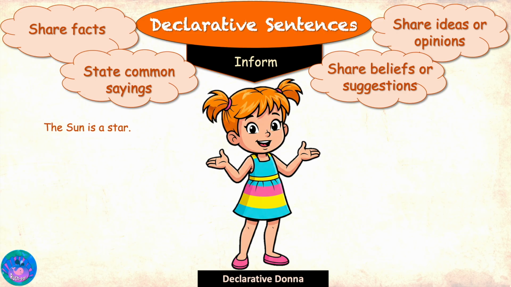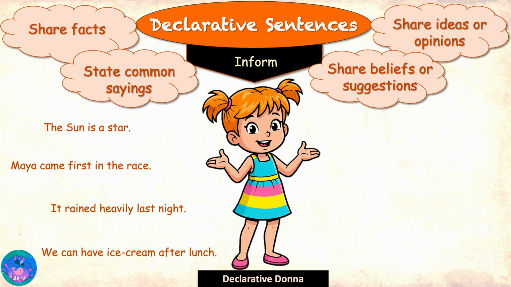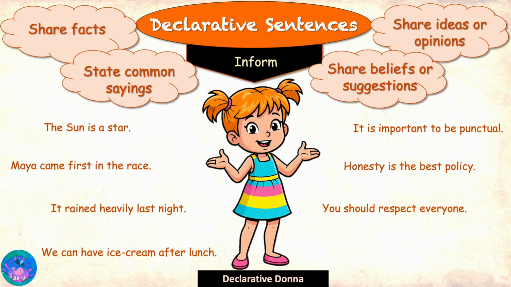The sun is a star. Maya came first in the race. It rained heavily last night. All of these sentences are stating facts. We can have ice cream after lunch. That is an idea. It is important to be punctual. That is an opinion. Honesty is the best policy is a saying. You should respect everyone is an example of a suggestion.